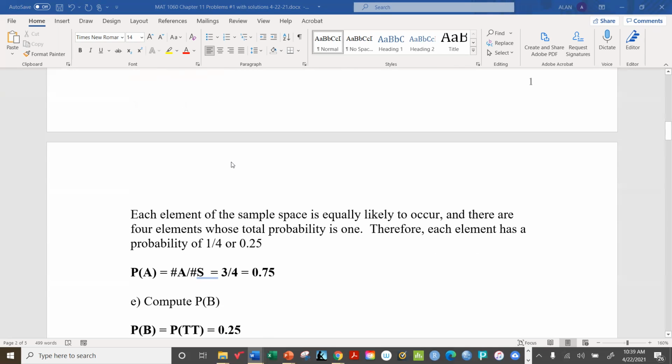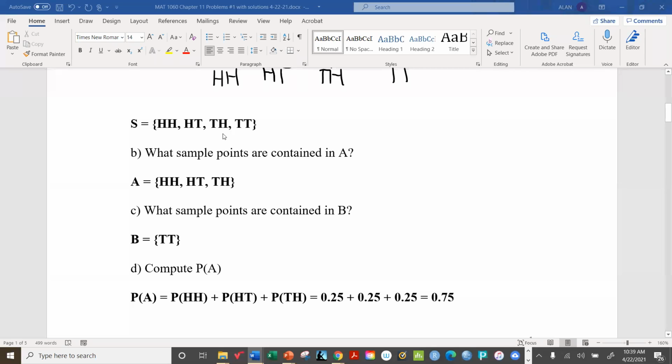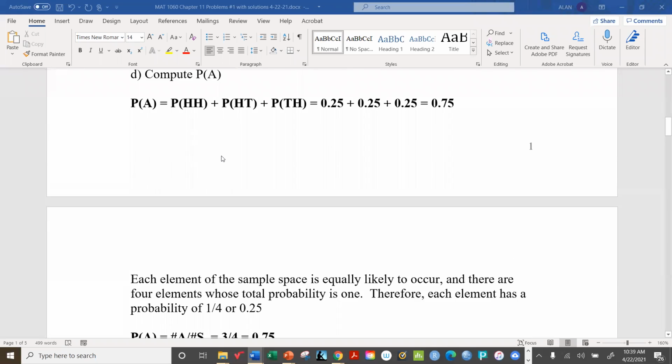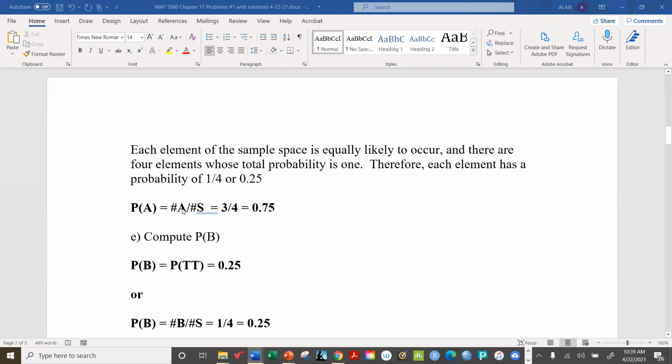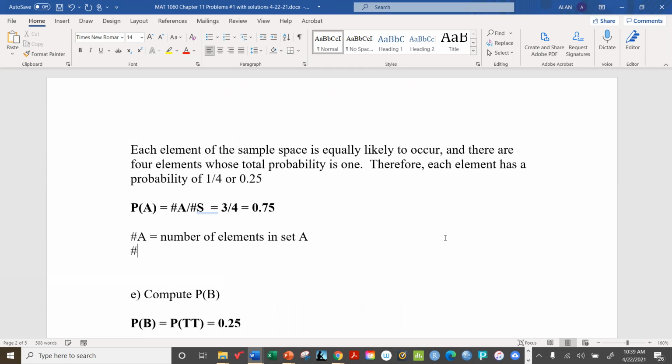Now, the other option we have, you may remember from the slides, when we have a sample space where all the elements are equally likely, there's a shortcut we can use where all we have to do is basically count up how many elements are in A and how many elements are in the entire sample space. So this symbol means number of elements in set A, and this symbol is the number of elements in the entire sample space.